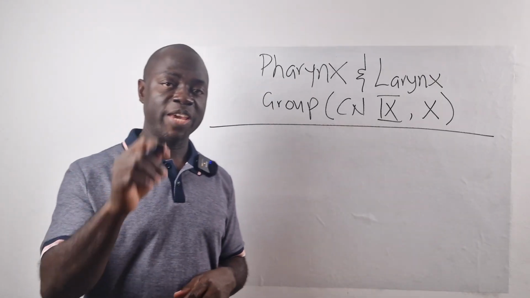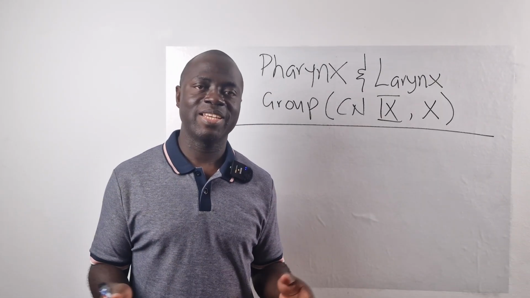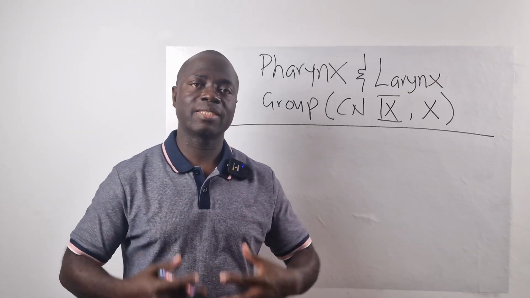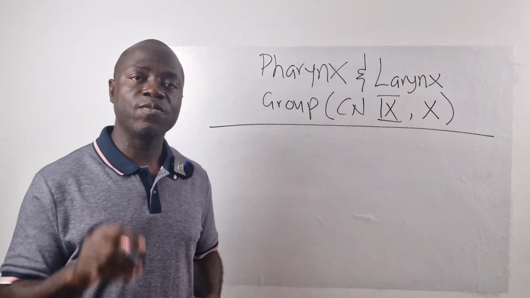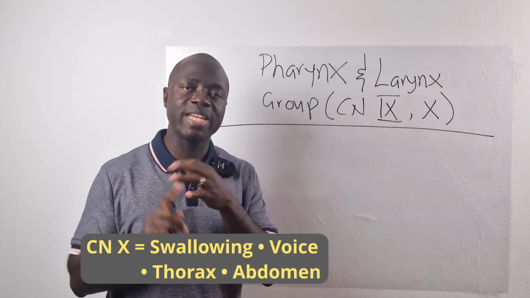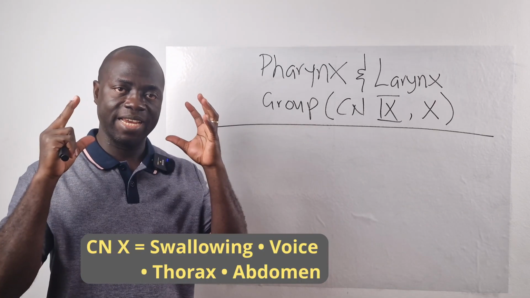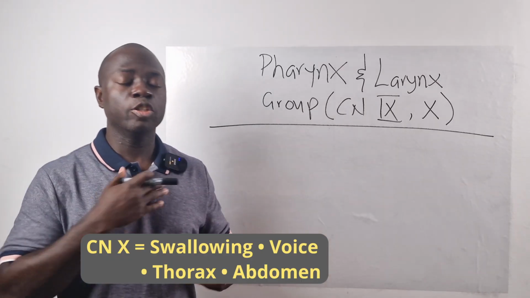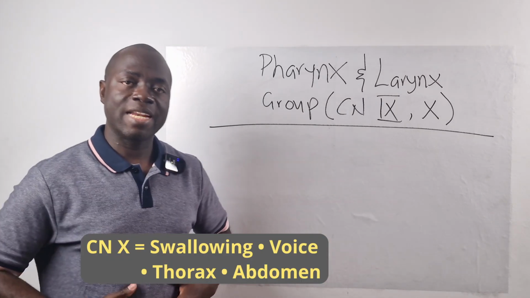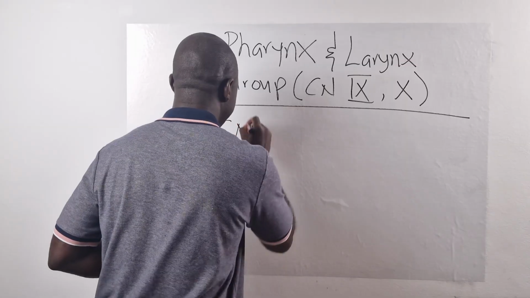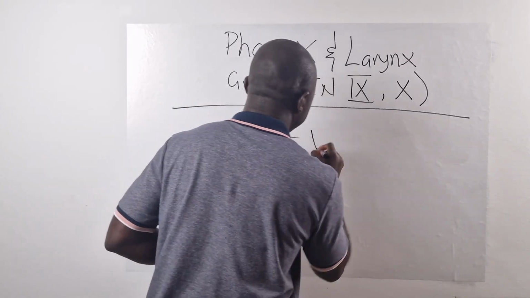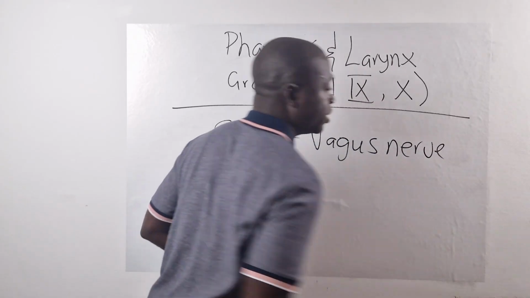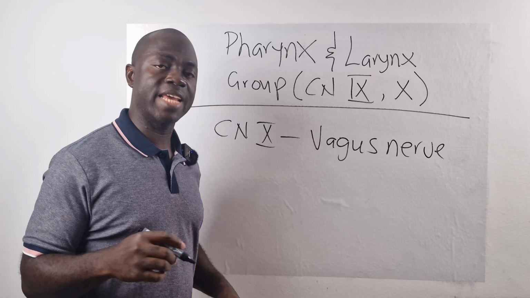Cranial nerve 10 is the vagus nerve, the wandering nerve. It's the only nerve that moves beyond the head and the neck region into the thorax and the abdomen. It is involved mostly in swallowing and voice in the head and neck region. However, it also has parasympathetic supply to organs in the thorax and organs in the abdomen. The word vagus means wandering because it moves beyond the head and the neck region.